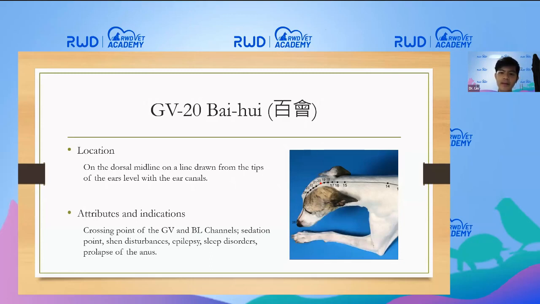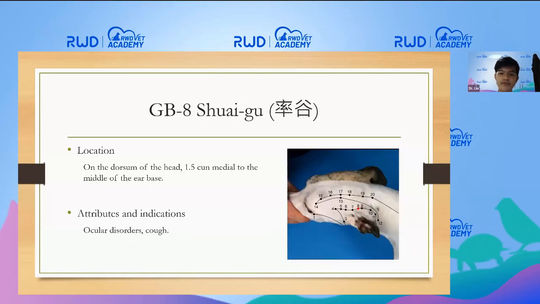GV20, Baihui, on the dorsal midline on a line drawn from the tips of the ears, level with the ear canals. Attributes and indications are: crossing point of the GV and BL channels, sedation point, Shen disturbances, epilepsy, sleep disorders, prolapse of the anus. GB8, Shuaigu, on the dorsal of head, 1.5 Cun medial to the middle of the ear base. Attributes and indications are ocular disorder and cough.